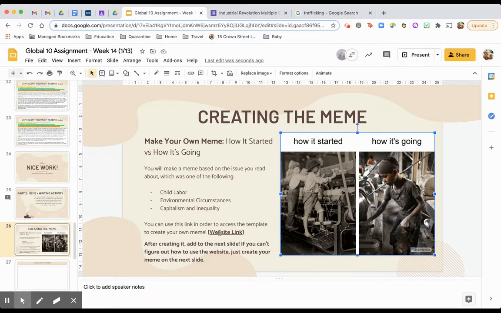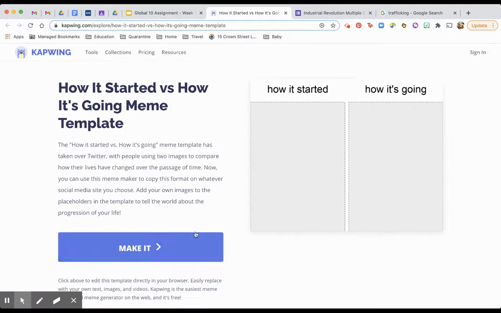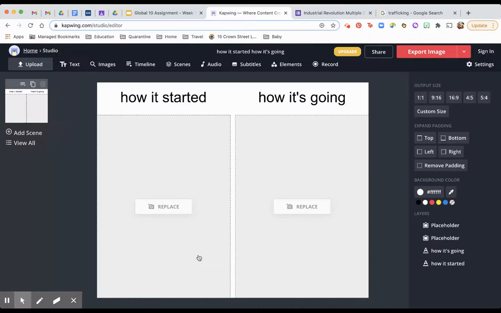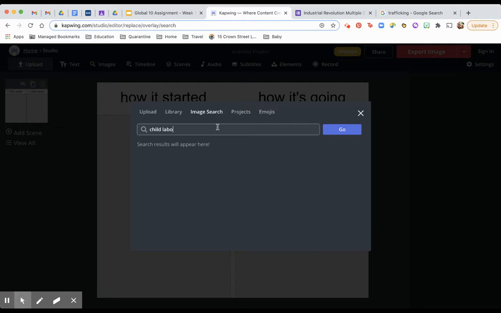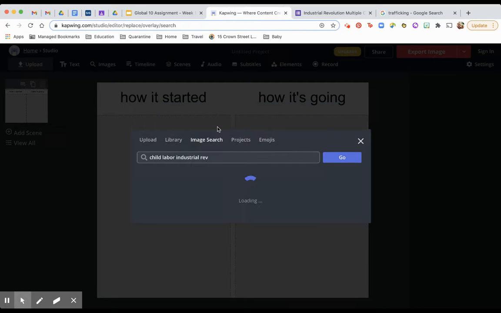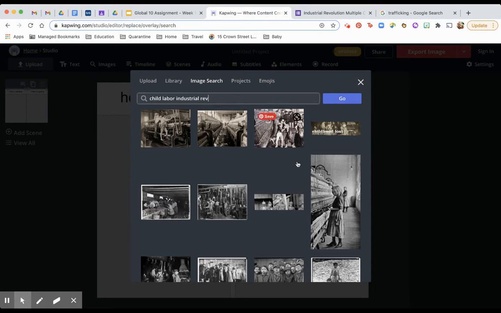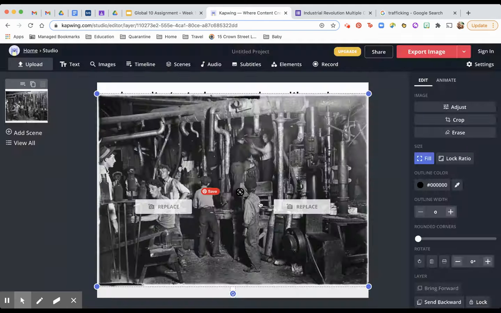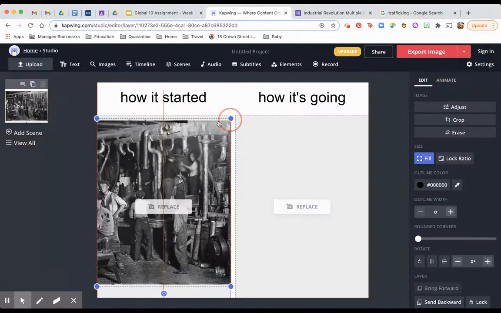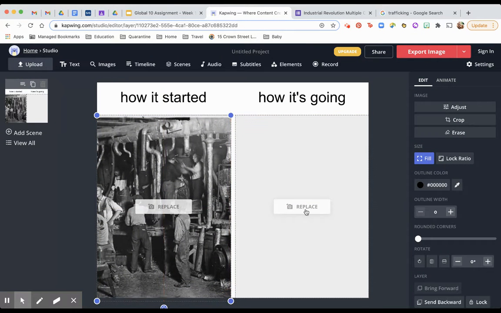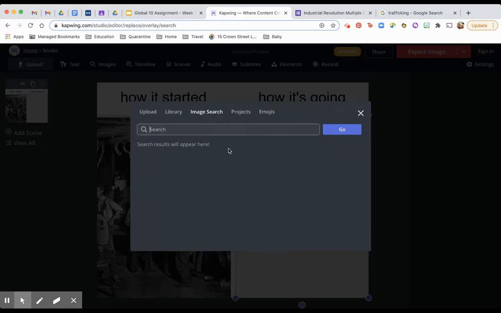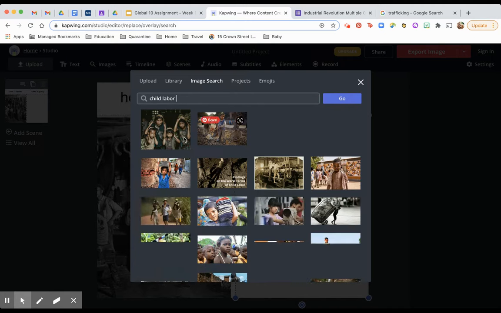So to make this, you can go to this website where you go to make it, and then you can search images. You go to image search, you can do child labor industrial rev. And then you're like, oh, look, that's that picture that I saw in class. And then you would modify it to fit into here. Cool, that's it. Then you could do child labor. It comes up with a picture of today.